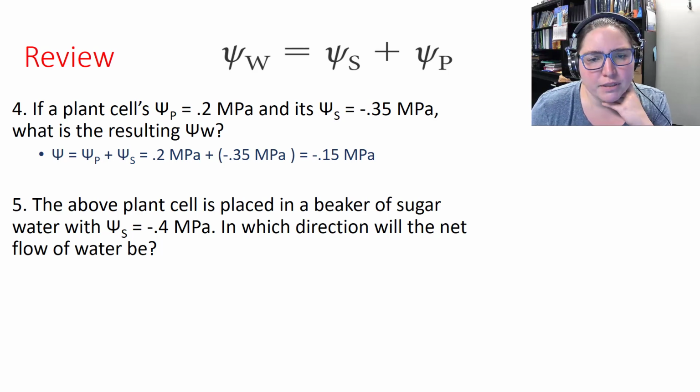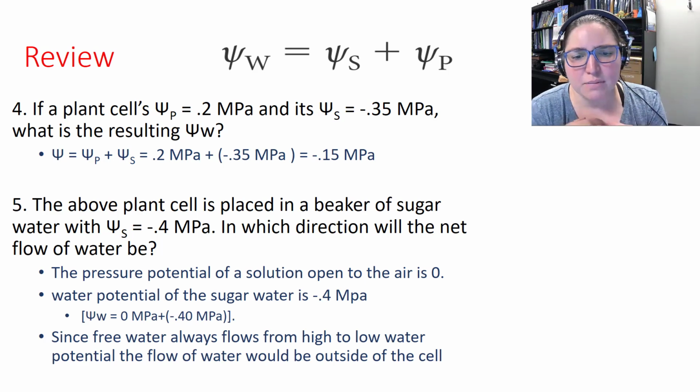So, pressure potential of a beaker of water. It's open air, so pressure potential is going to be 0. The solute potential of the sugar water is negative 0.4, so 0 plus negative 0.4 gives you a water potential of negative 0.4 megapascals. And since water always goes from high to low water potential, the flow of water would be from the inside of the cell to the outside of the cell.